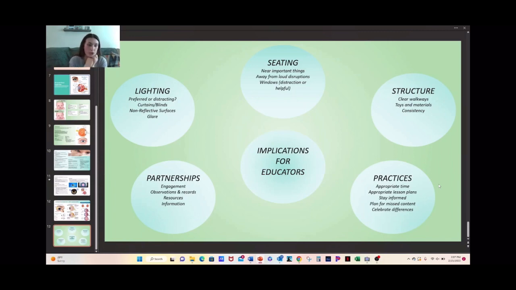Partnerships are huge. Resources and information: educate yourself on visual impairments. Keep information about development, activities, and alternative practices on hand and available for families. And consider all the different places that you could store this information so that families have multiple opportunities to take them. Also, make yourself available to the best of your ability to be there for families.